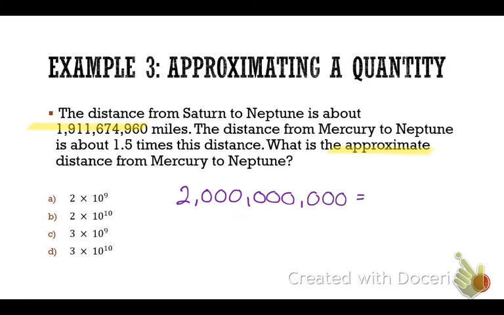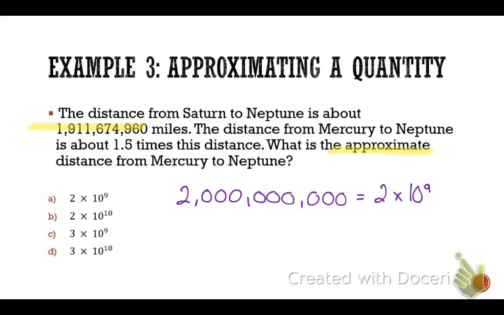Okay, so now I want you, and this is what we just did in the last example, to write this number in scientific notation. Go ahead and do that. I got 2 times 10 to the 9th. Yay. Do I get it? Okay, so if that was it, my answer would be A, if that's what the question was asking me, but it's not.